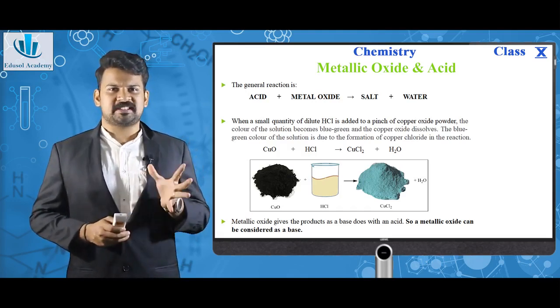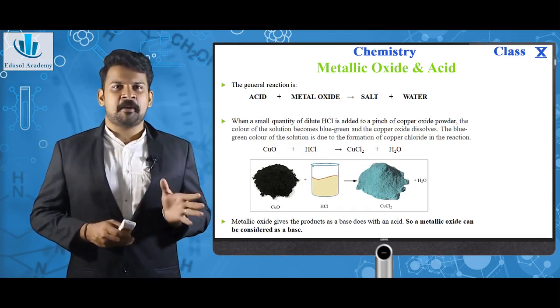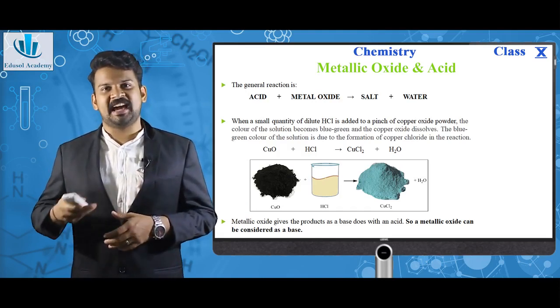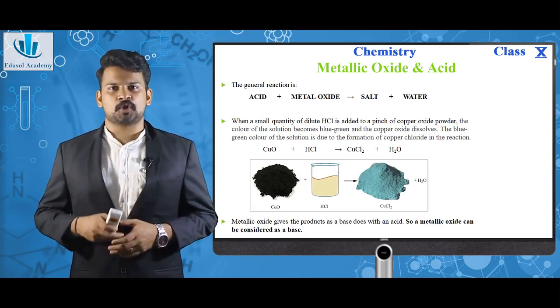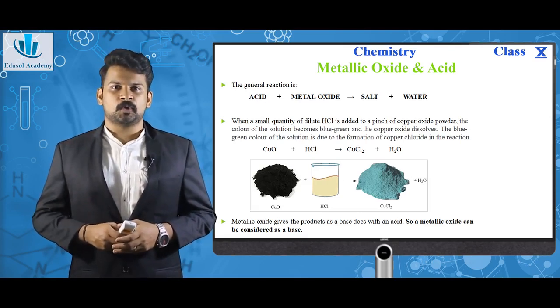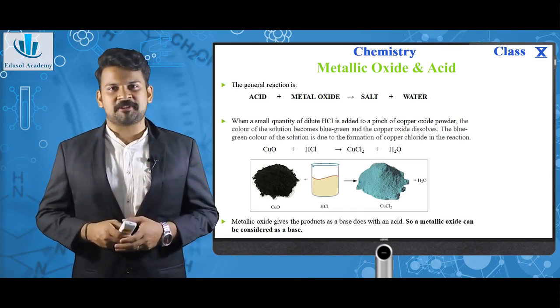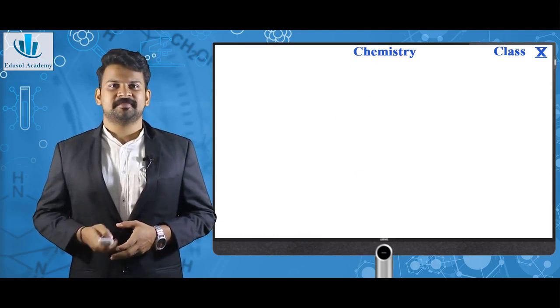Now, let's check once again. Acid plus metal oxide gives salt and water. We just studied that acid plus base gives salt and water. So, a metal oxide can be treated as a base.